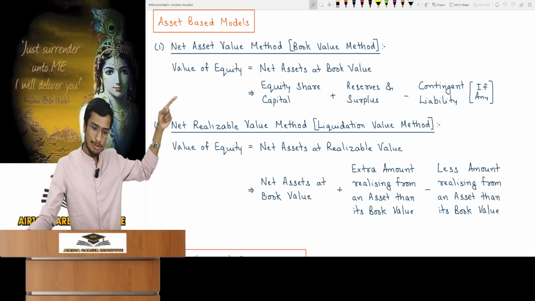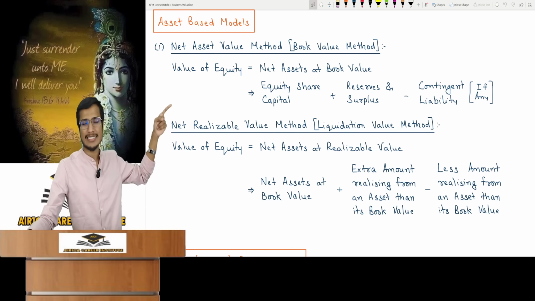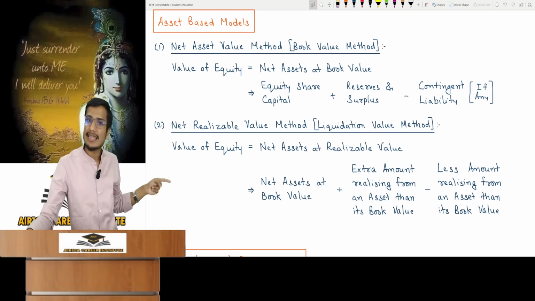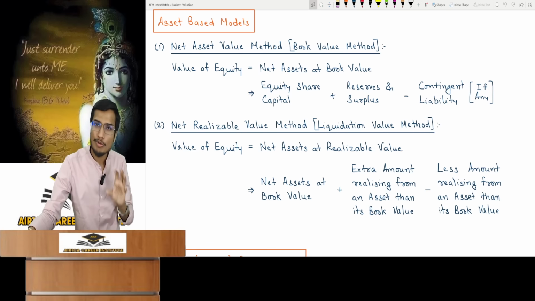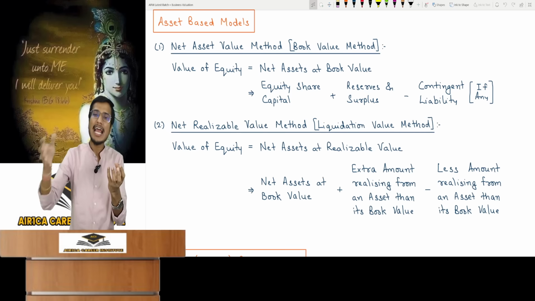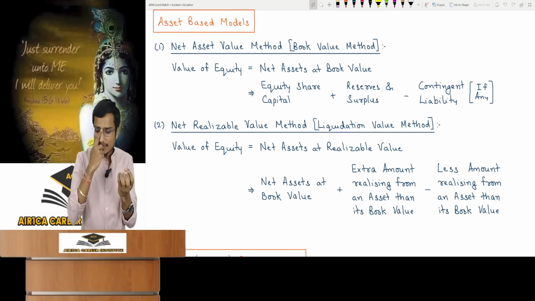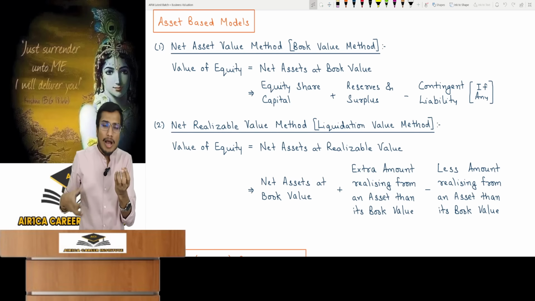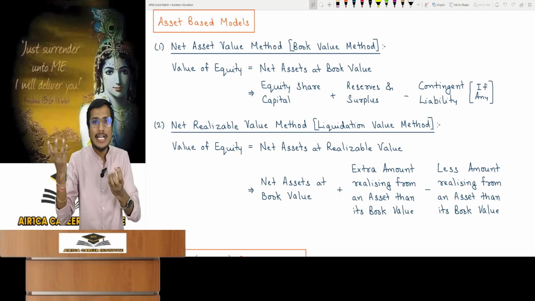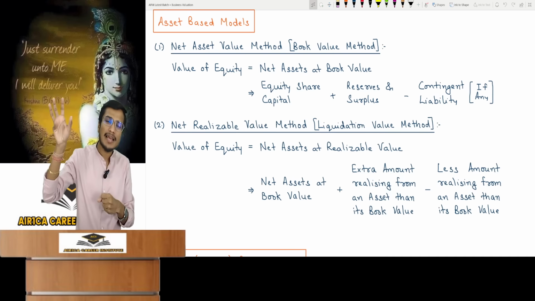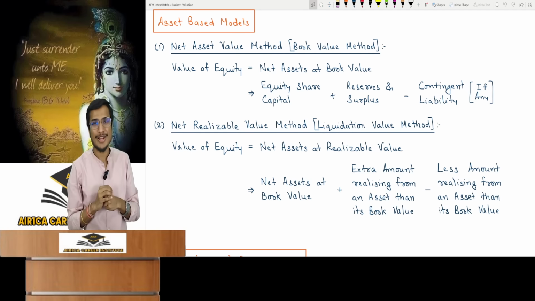Take this value as it is: equity share capital plus reserves and surplus minus contingent liability. Take this as it is first. So now we have taken the net assets at book value. Now convert it to fair value at realizable value. Now consider this: is there any asset in the company's financial books that upon selling will realize an amount greater than its recorded book value?